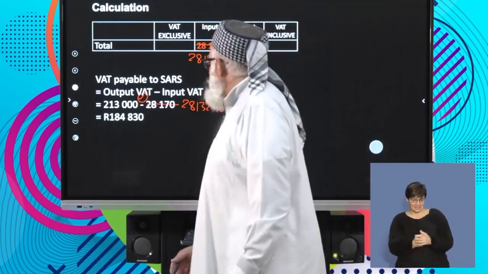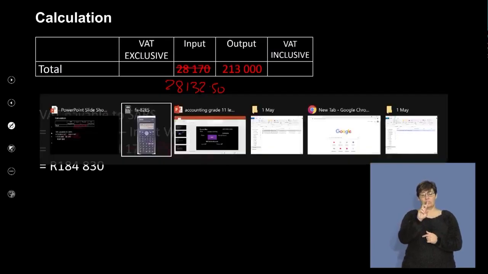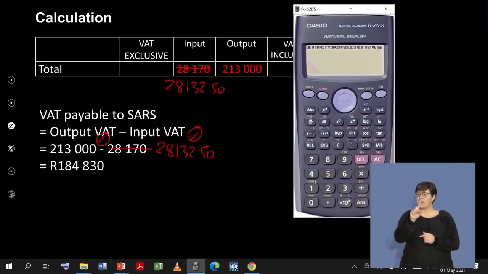Okay, this means that our total VAT output was 213,000. Let's get that figure. 213,000, right? Minus our input figure of 28,132.50.